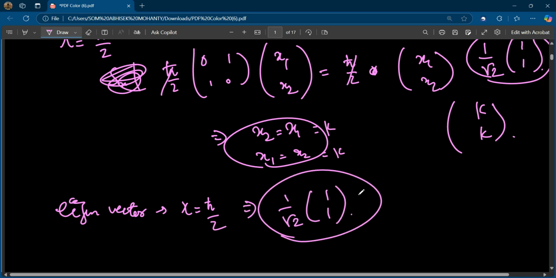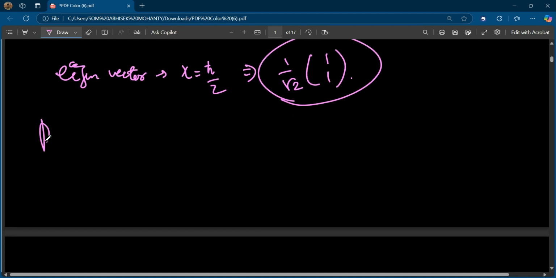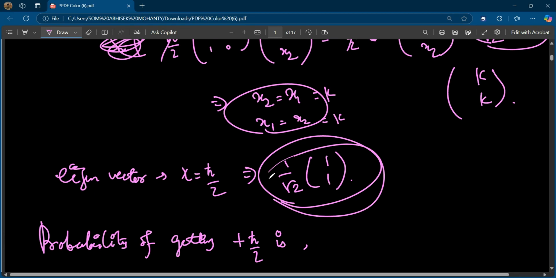Now the probability of getting plus h cut by 2 is what the question asks, right? So we can take the square of the overlap with the given psi. We have taken this one as psi, right?